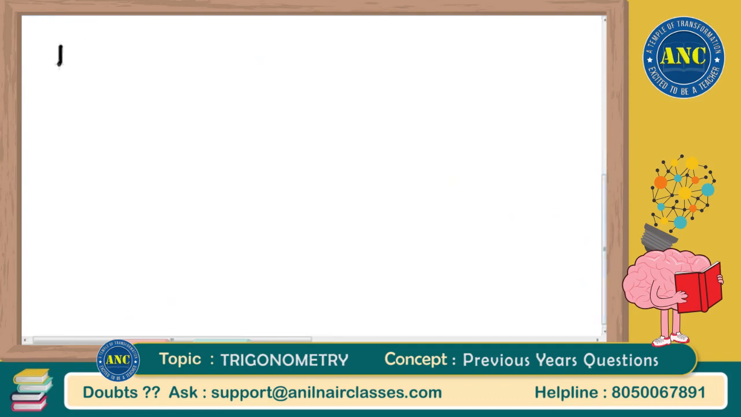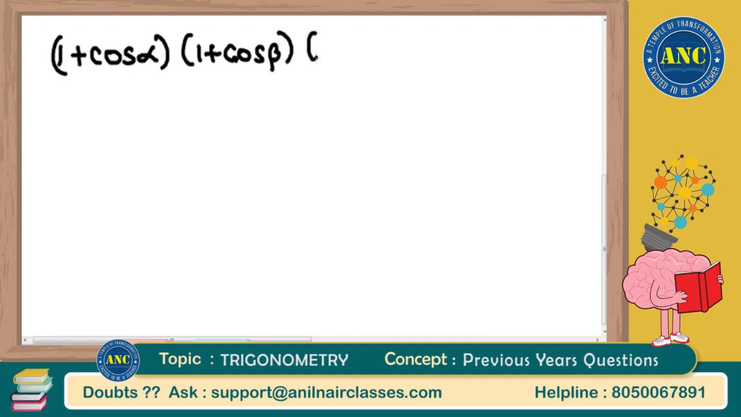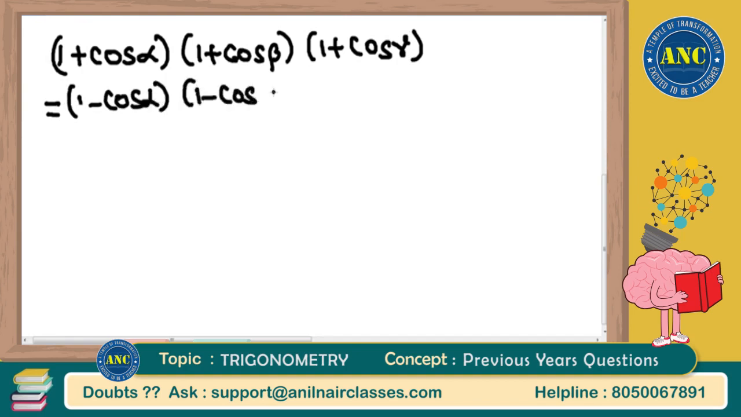The same kind of question: if I take 1 plus cos alpha into 1 plus cos beta into 1 plus cos gamma, it is exactly the same as 1 minus cos alpha into 1 minus cos beta into 1 minus cos gamma. You are supposed to find the value of any one of them, because anyway both are equal. You are supposed to find the value of that product.